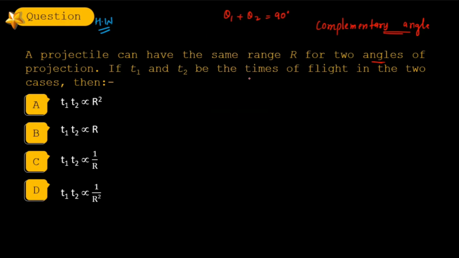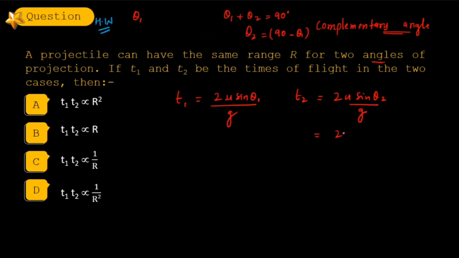The question says that T1 and T2 are the times of flight in the two cases. So you can assume one angle is theta 1 and theta 2 can be taken as 90 minus theta 1. Here we got the angle of the second projectile in terms of the angle of the first projectile. So what is the time of flight? Time of flight is 2u sine theta by g. I can assume that initially they have the same velocity. So T1 is 2u sine theta 1 by g, and T2 I can consider as 2u sine theta 2 by g.